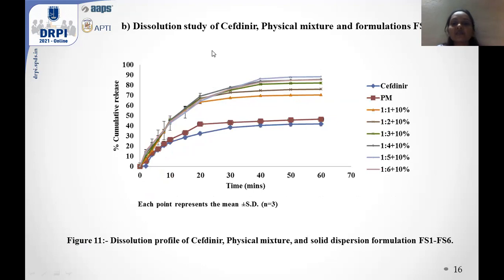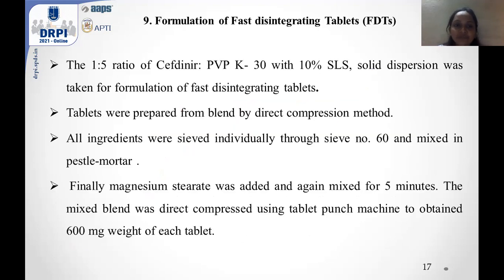And this is the graph of cefdinir physical mixture as well as the FS1 to FS6. And here also in the 1:5 formulation with 10% of SLS, the dissolution profile shows good release, or the rate of release was good in this 1:5 formulation. So after that, we have seen that the 1:5 ratio of cefdinir was the optimized formulation, and that cefdinir solid dispersion formulation we can use for formulating the fast disintegrating tablets. So the 1:5 ratio of cefdinir PVPK30 with 10% of SLS was taken for formulation of fast disintegrating tablets.